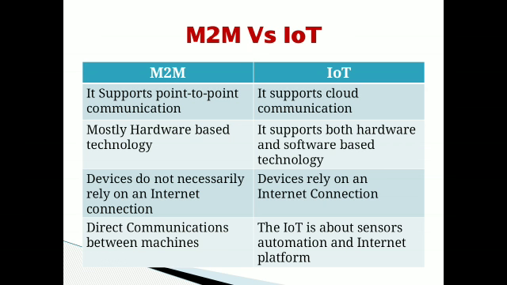Here M2M versus IoT. Even though we say IoT is referred as M2M, there are few differences. M2M supports point-to-point communication, whereas IoT supports cloud communication. M2M mostly hardware-based technology, IoT supports both hardware and software-based technology. Devices do not necessarily rely on an internet connection in M2M, whereas IoT, I have already told you, lifeline of IoT is internet. Direct communications between machines are required in M2M, but in IoT it is all about sensors, automation and internet platform.